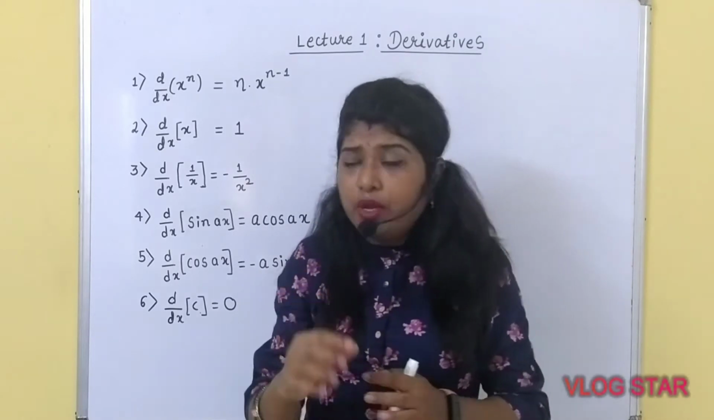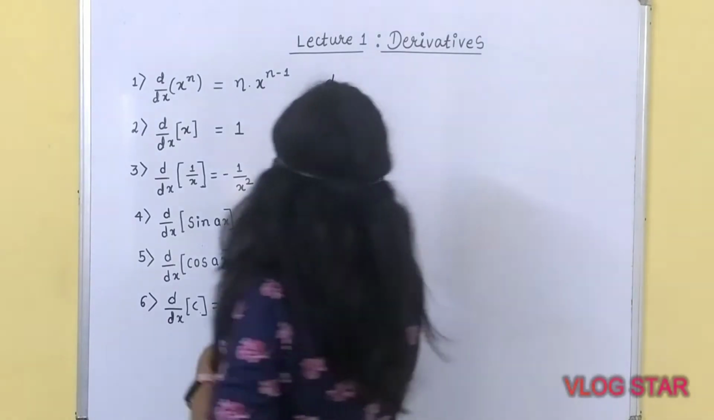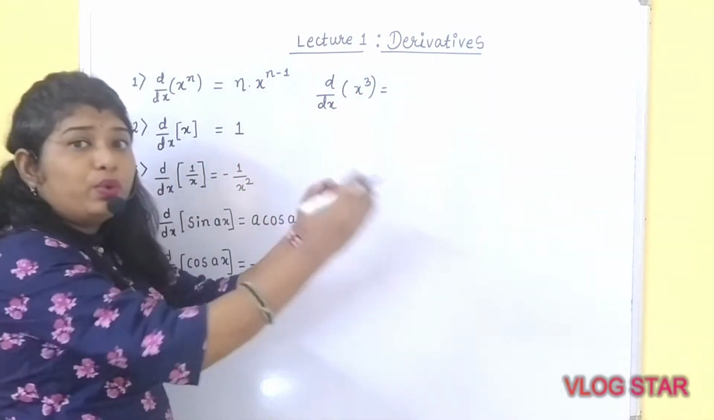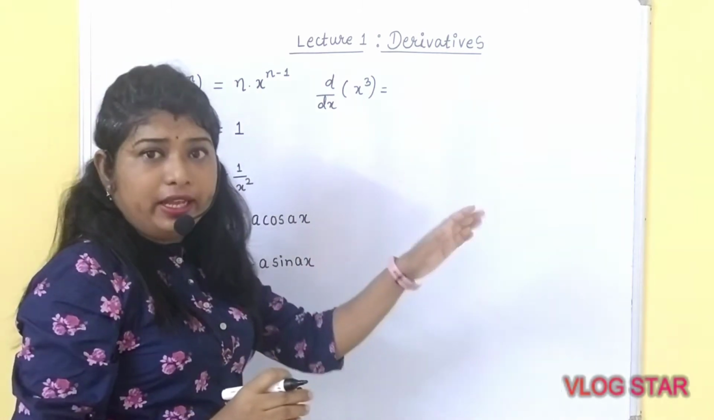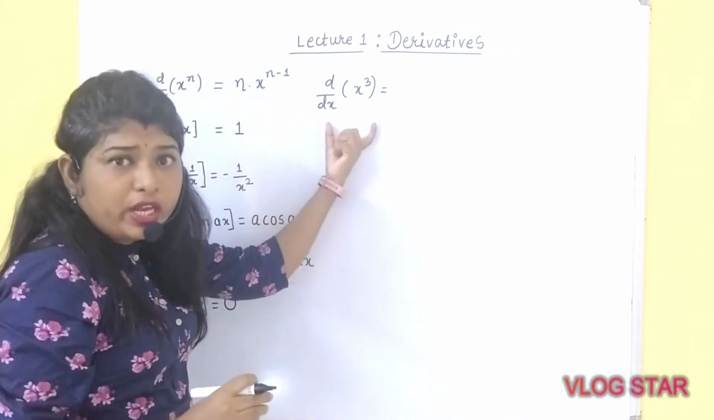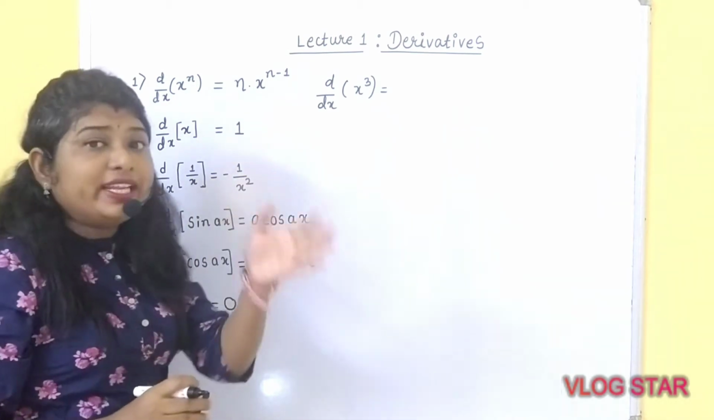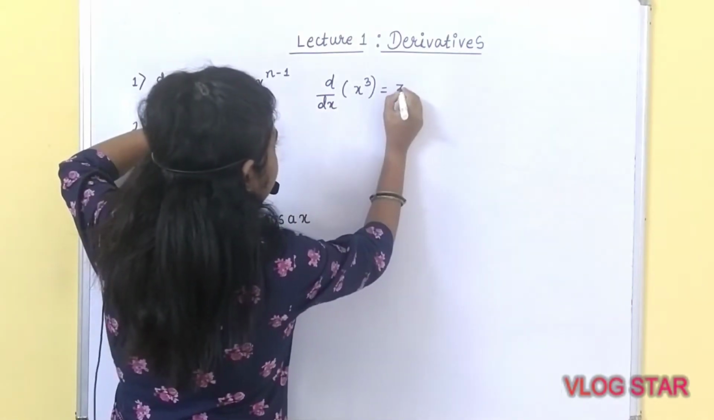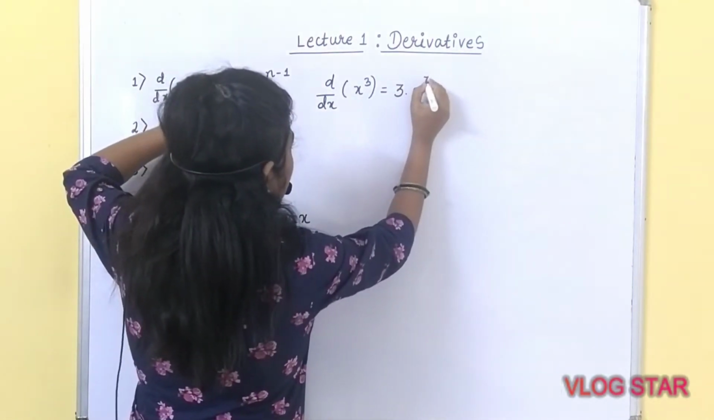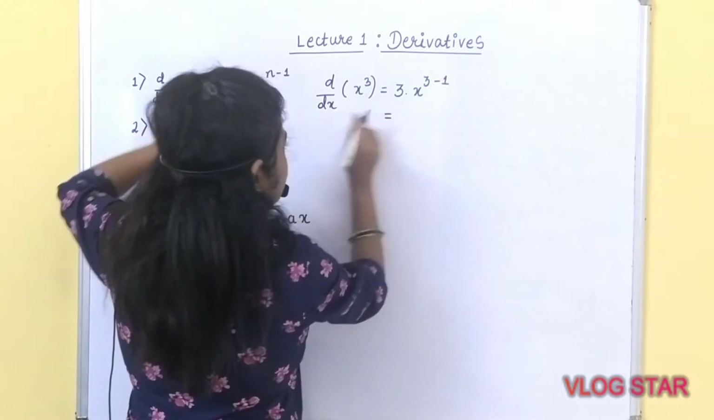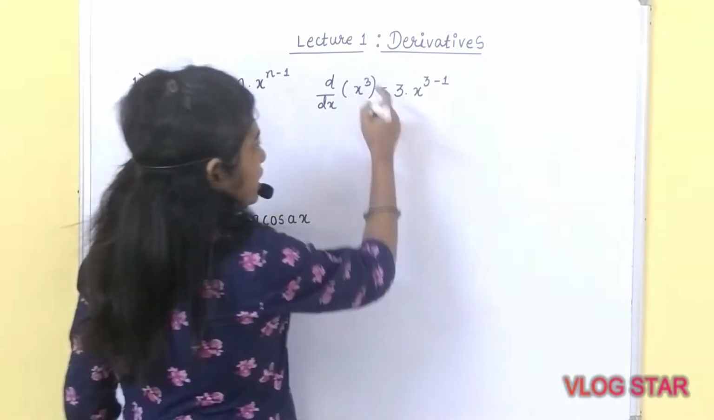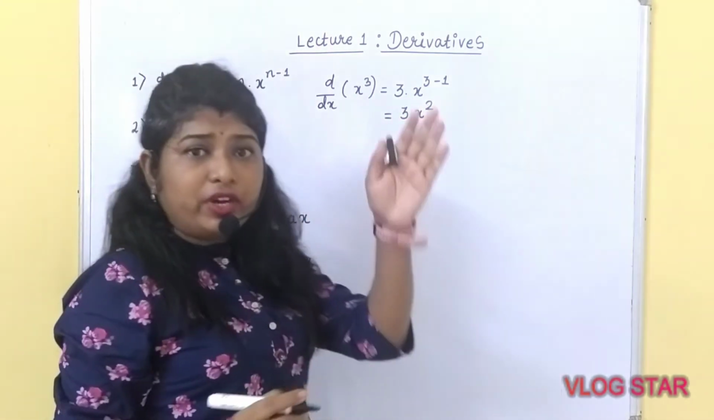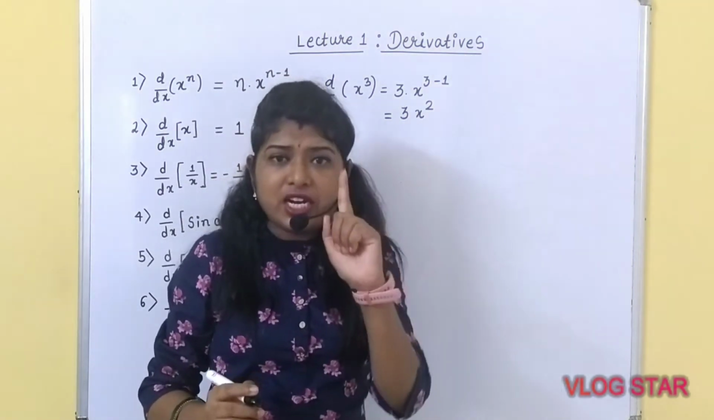If I ask you to calculate the derivative of x raised to 3, first you have to identify the value of n. If you equate this question with the standard result, n is equal to 3. So apply the formula: 3 into x raised to 3 minus 1. The derivative of x cube is equal to 3x square. I hope you have understood how to apply the first formula.